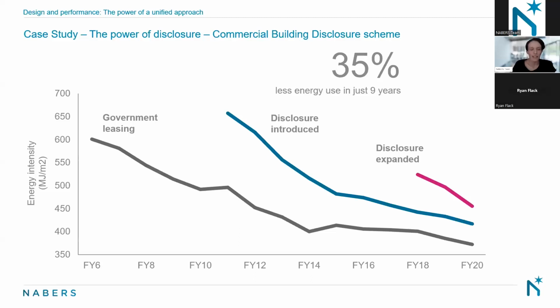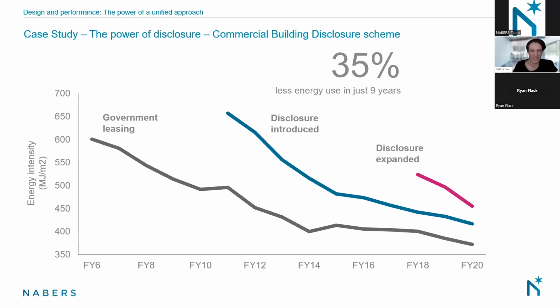And at that point, the commercial building disclosure scheme comes into effect, and our second cohort of buildings are legally required to start getting ratings as well. So when they start rating, you can see their energy intensity is over 650 megajoules per meter squared, so even higher than the early cohort was when they started rating, 5 years previously, and a lot higher than the early cohort is at that point in time.